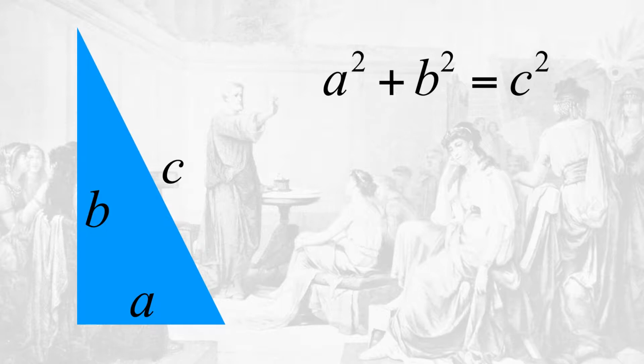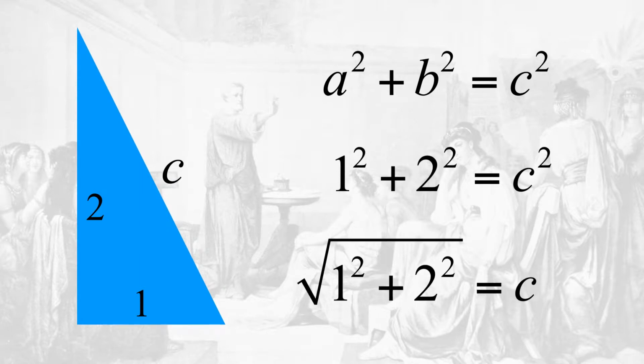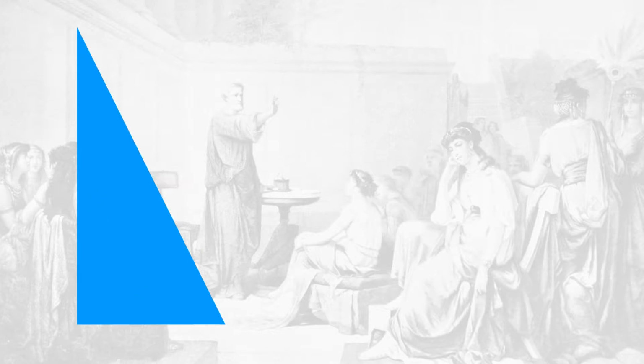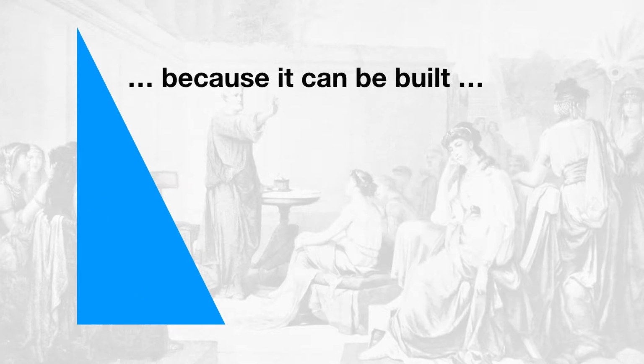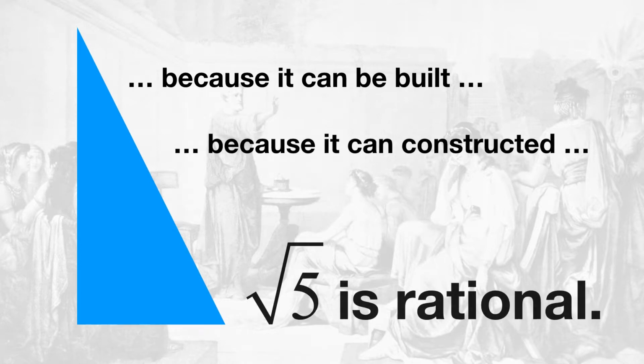So, suppose we had a right triangle with legs of 1 and 2. Then we would get 1 squared plus 2 squared equals c squared, and we could calculate the hypotenuse to be the square root of 5. And Pythagoras thought that because the hypotenuse could be built, and because it could be constructed, that the square root of 5 was actually rational.